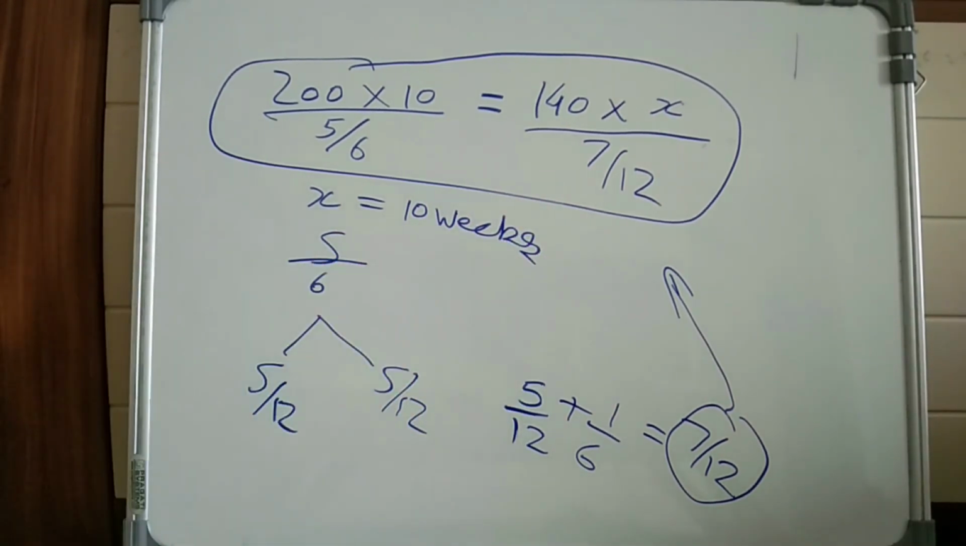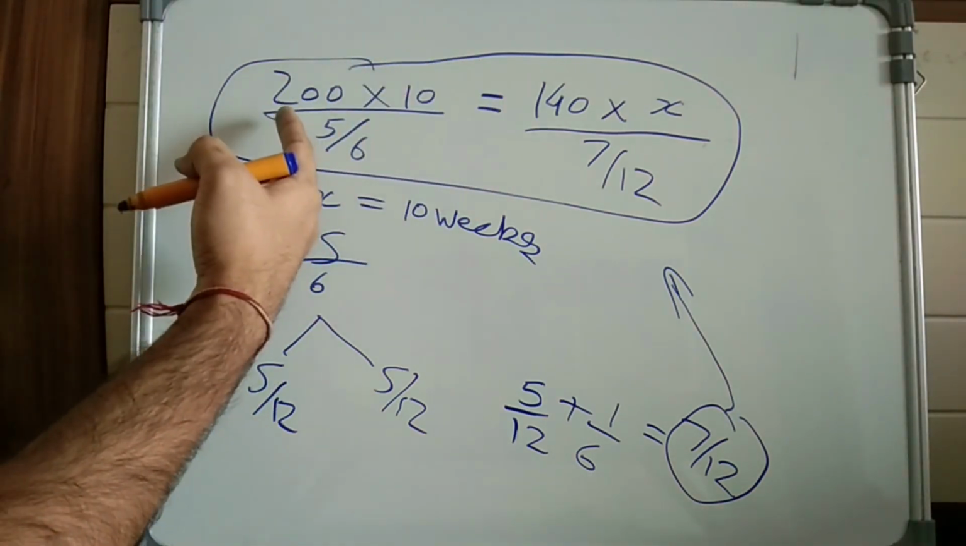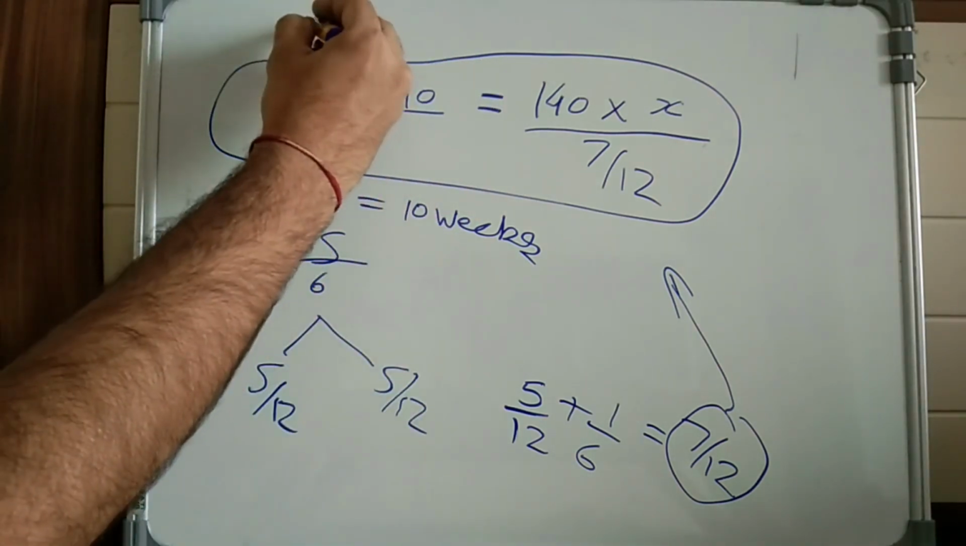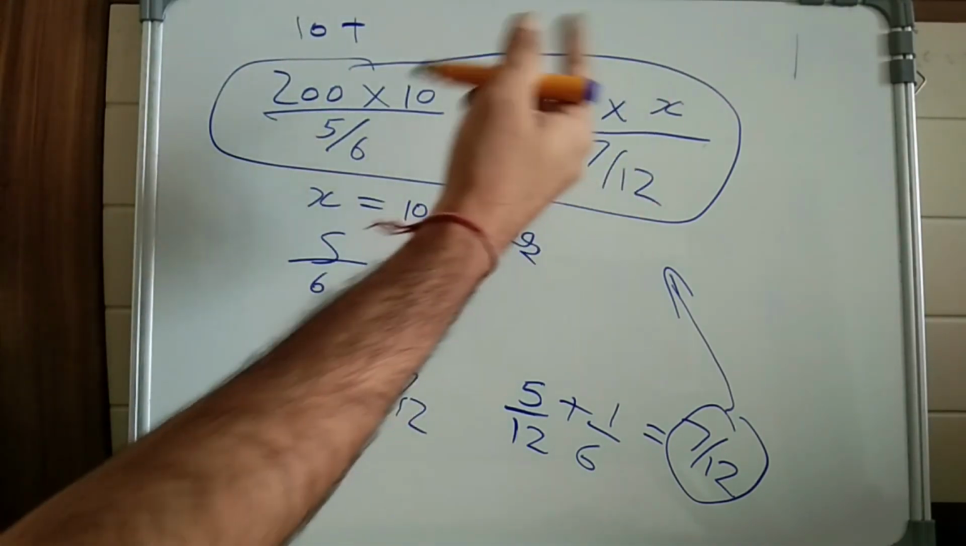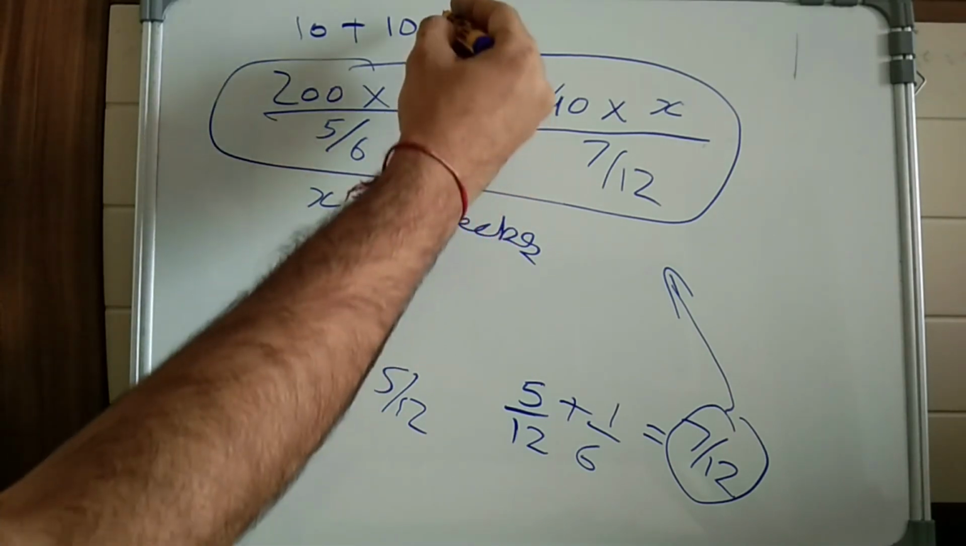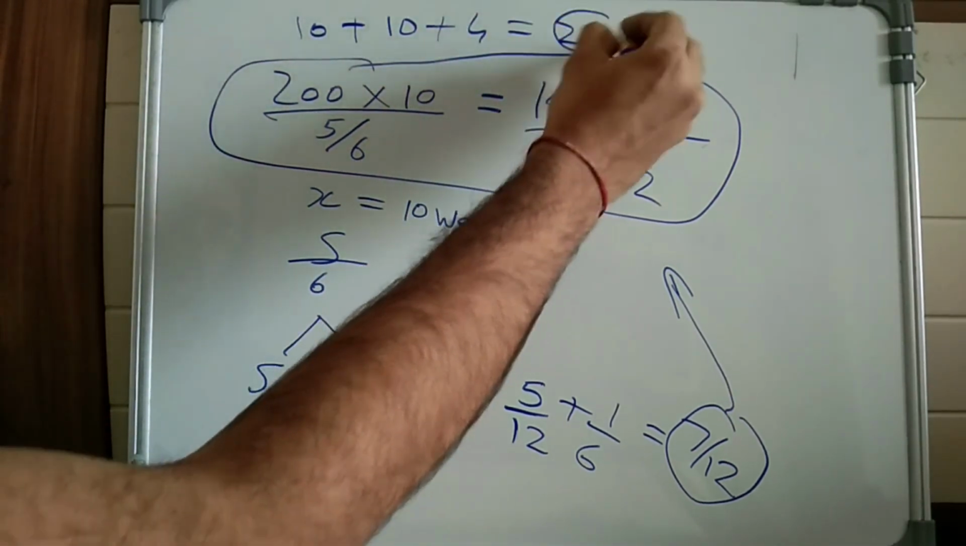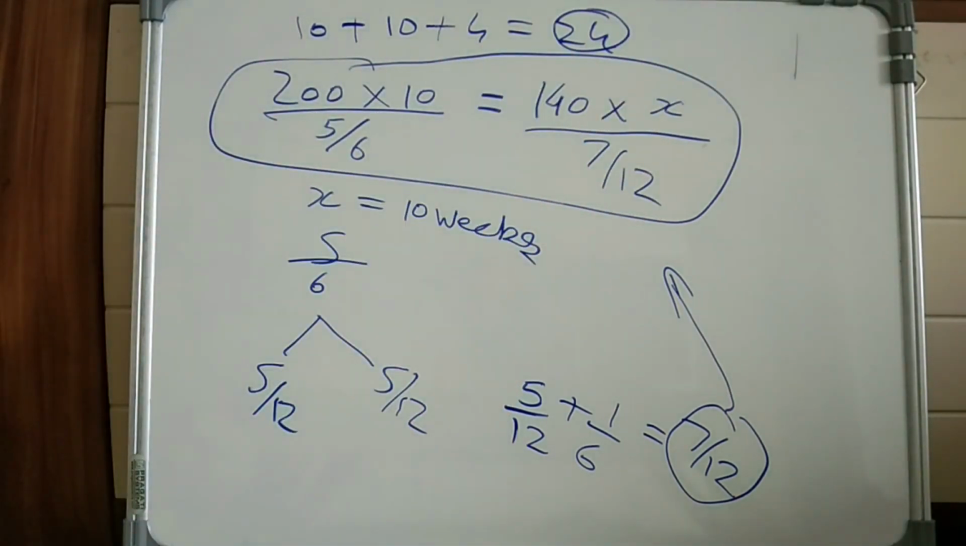But this is not the answer, since the question asked is the total time. So total time is the 10 weeks when these 200 people were working, plus the 10 weeks when 140 people were working, and the work was halted for the 4 weeks. So the answer to this question is 24, which is option C. 24 is the answer.